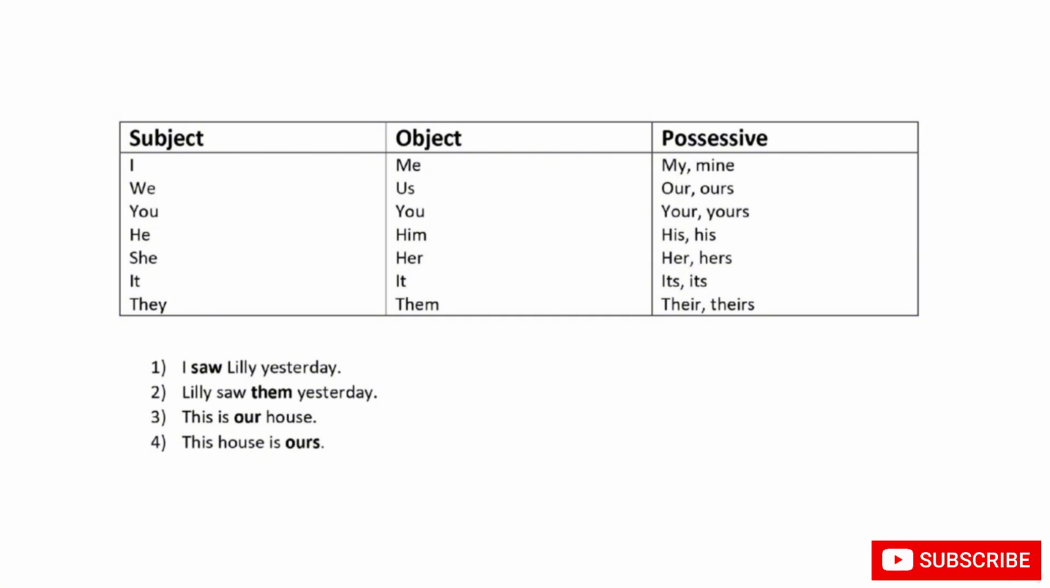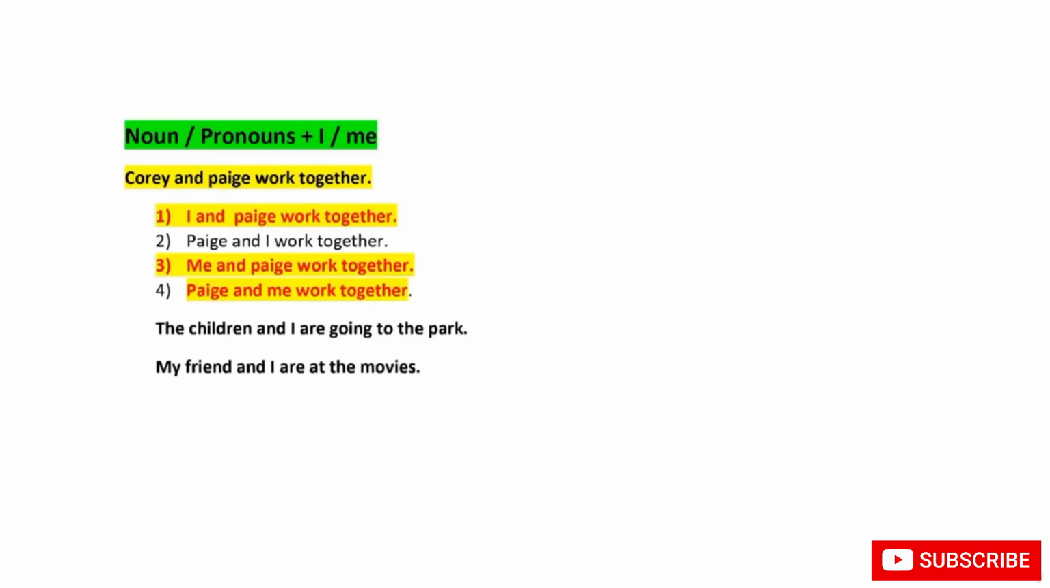But there are two areas where people commonly make mistakes with them. The first is in using the pronouns I and me. Of course, those are the simplest, but those are also where a very common error occurs. And that is when combining I or me with another noun or a pronoun. For example, we know that Corey and Paige work together. But let's say that Corey wants to say this sentence.